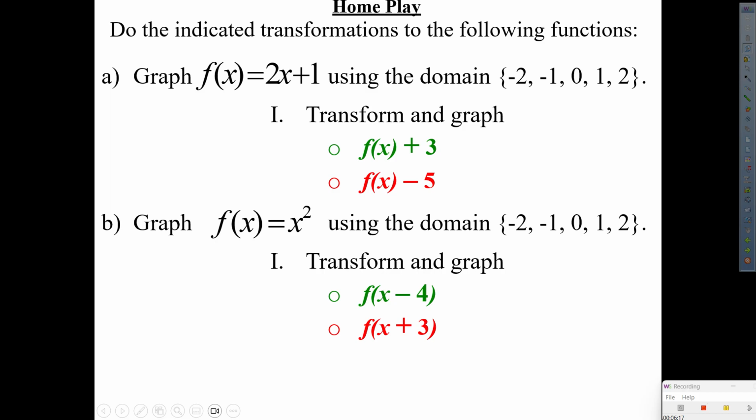Woo. Transformations, let's go. You guys feel it already? Woo. I'm feeling it. Pretty good, yeah?